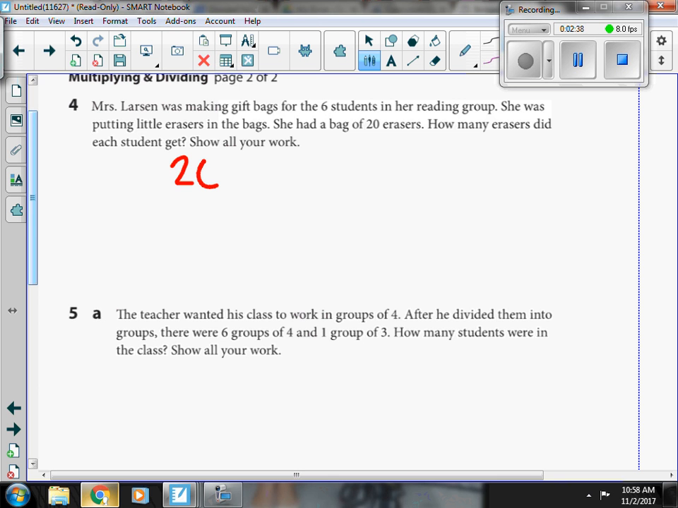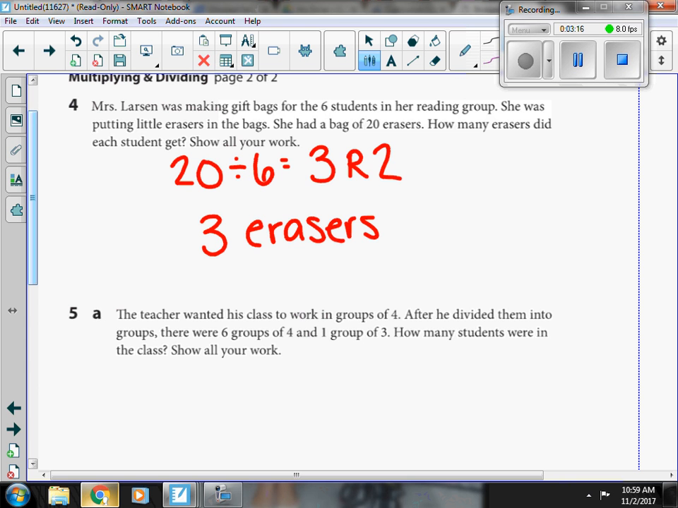So the problem that we are solving is 20 divided by 6. And 6 doesn't go evenly into 20, so we are going to have a remainder. But I know that 6 times 3 is 18, and that's as close as I can get to 20 without going over. And then I'm going to have 2 left over. So that means in each bag I'm putting 3 erasers, and I have 2 erasers that don't go in the bag. But I'm not going to split up erasers into that many little pieces, so I'm just going to keep those aside, which means that each student will get 3 erasers. So I'm going to ignore the remainder for this problem.